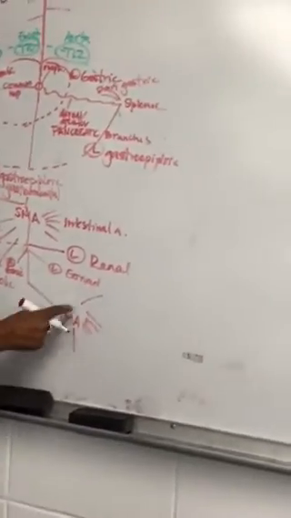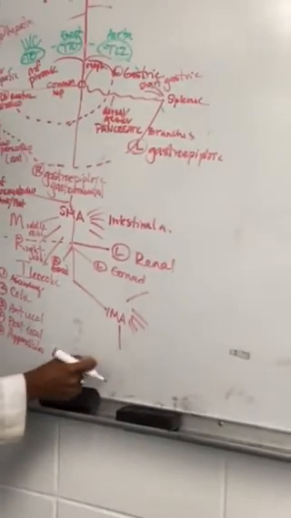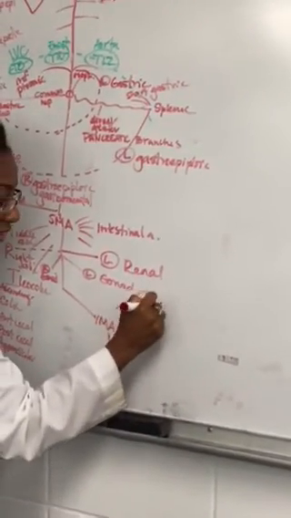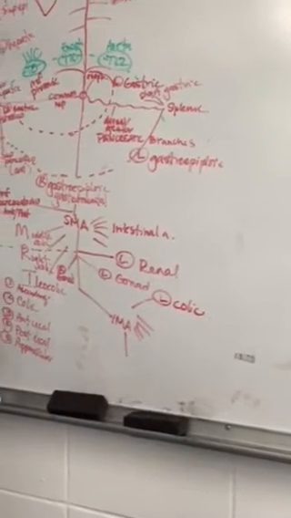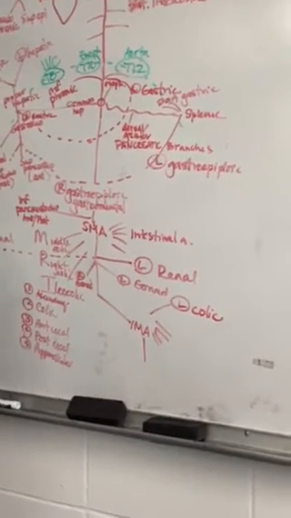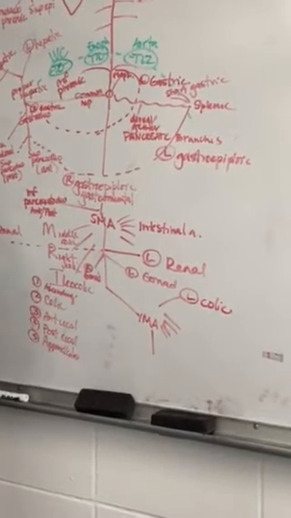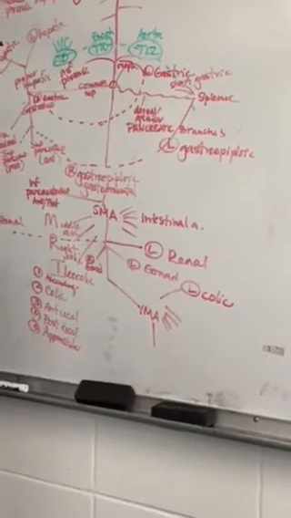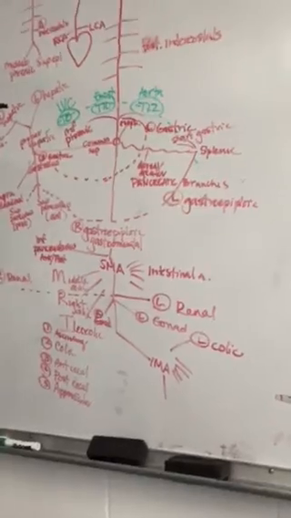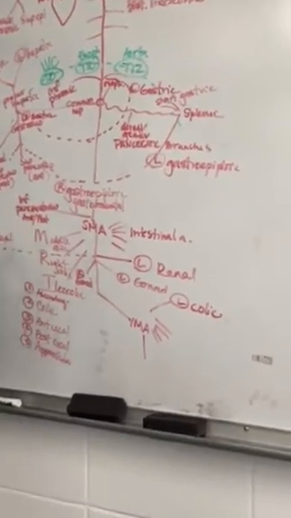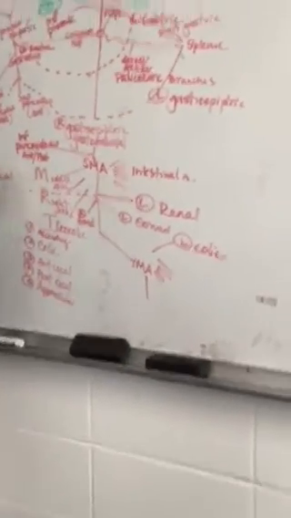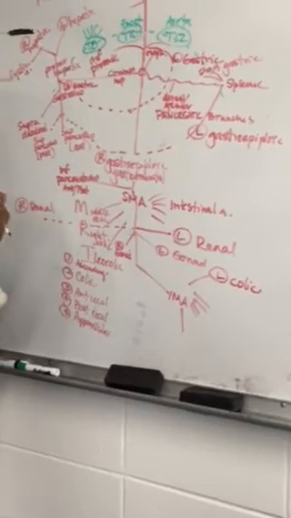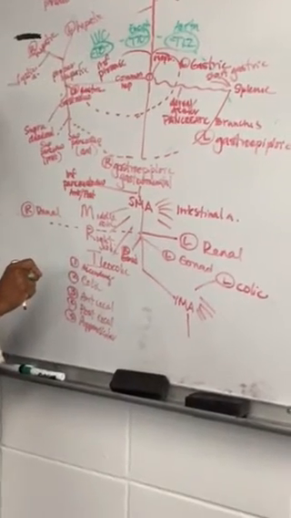Okay. Absolutely. So which one is this? It's your left colic. So left colic, what does this anastomose with? The middle, to make what? The marginal artery. That marginal artery that does what? Goes around the whole. Absolutely. So you can have a blockage in one spot and still have blood supply to the other because of this anastomosis.